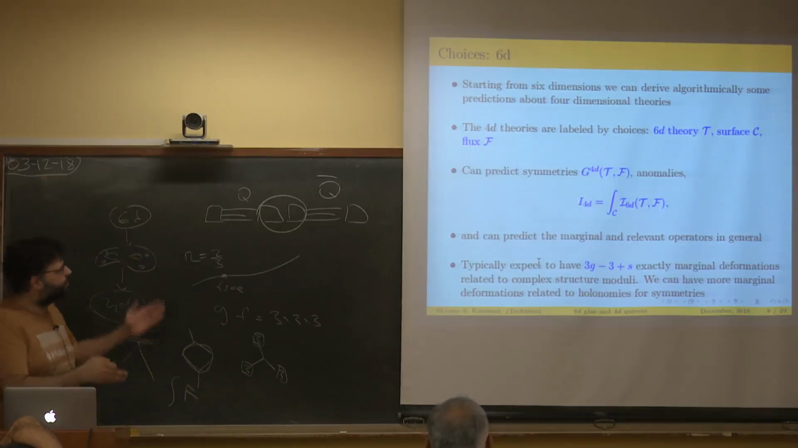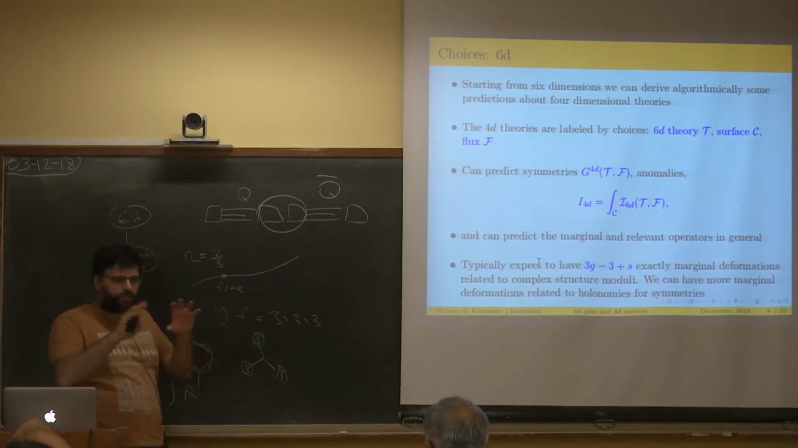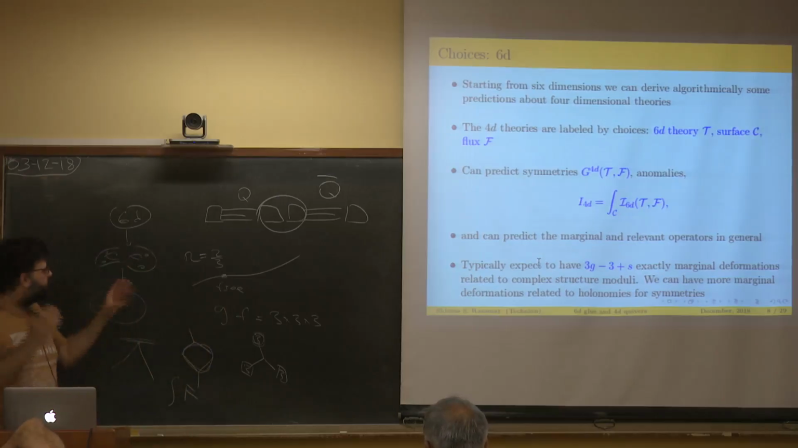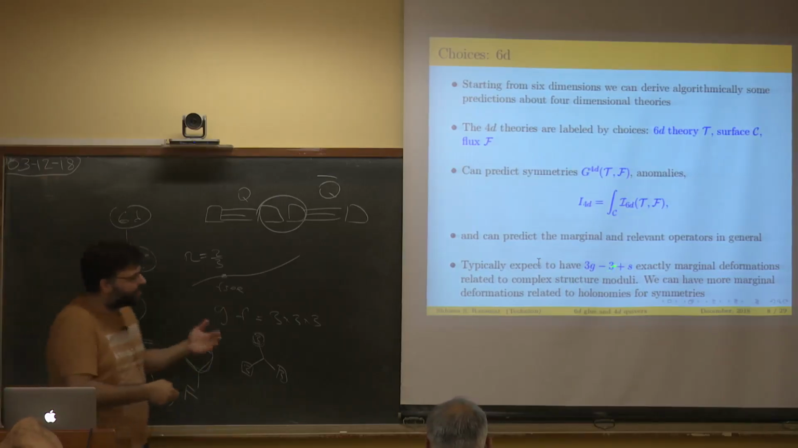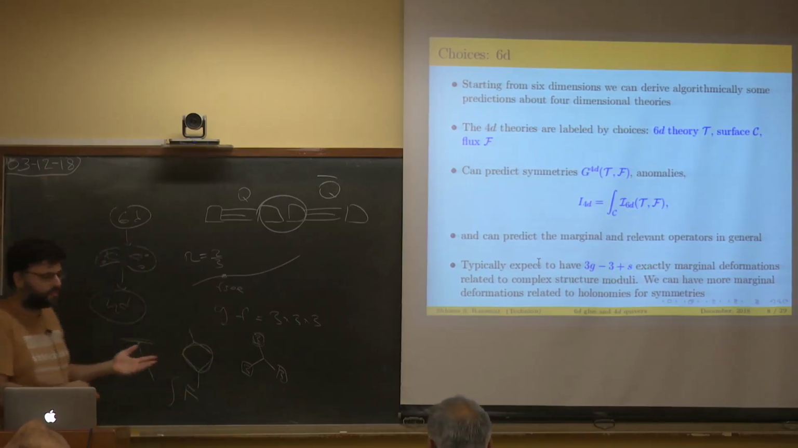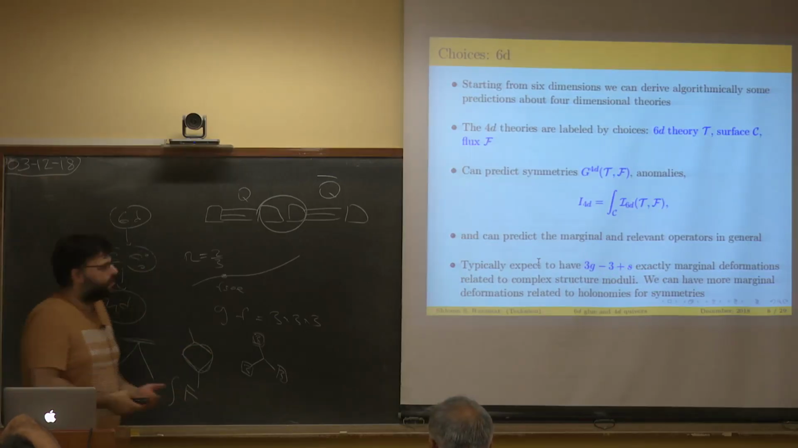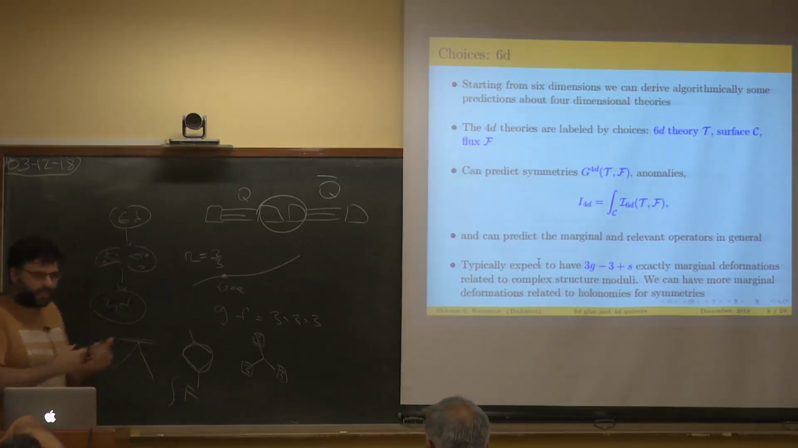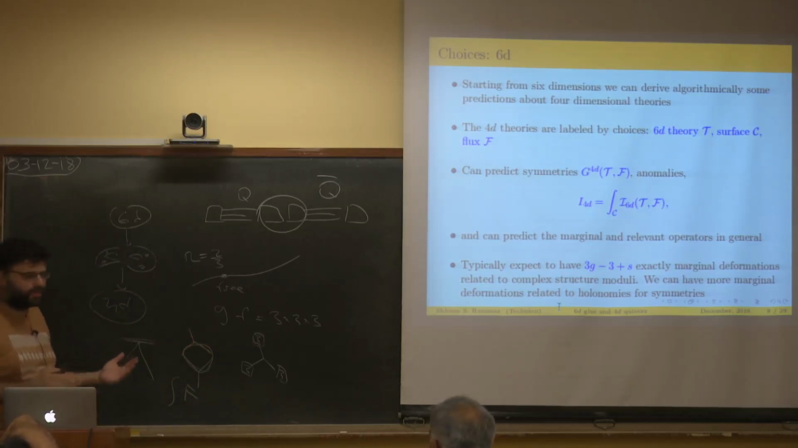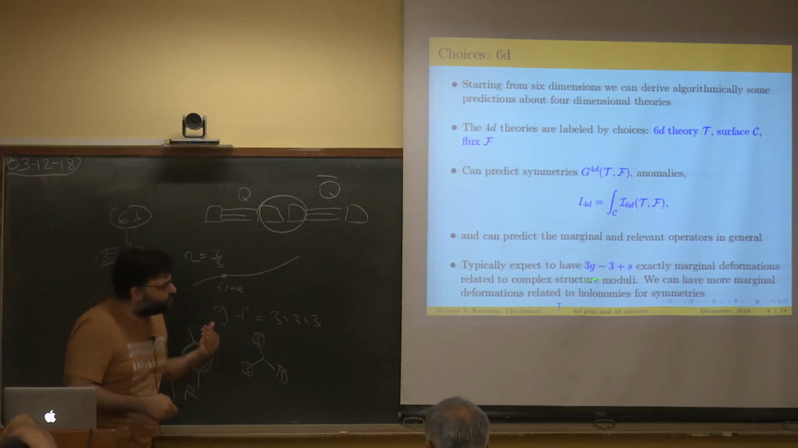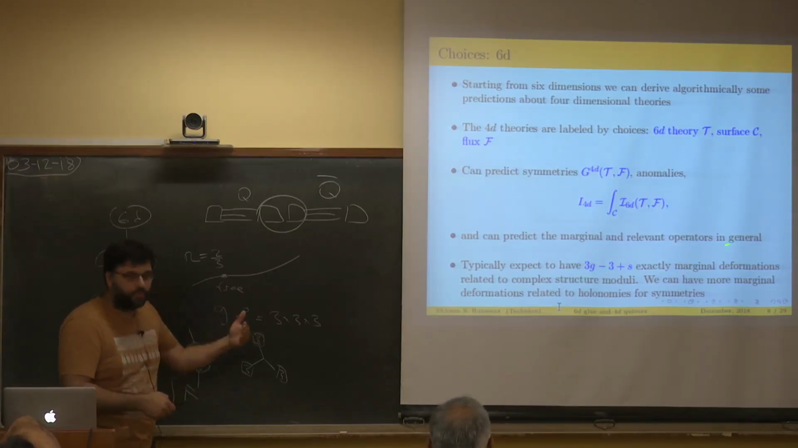For example, some of the marginal operators correspond to the complex structure moduli. So the surface on which we compactify has some parameters entering in the complex structure moduli. The number of them is 3g minus 3 plus s, where s is the number of punctures and g is the genus. So we would expect the number of parameters of the 4D theory, and parameters in 4 dimensions are couplings, that's what we can call parameters. And we would expect to have at least so many of them.